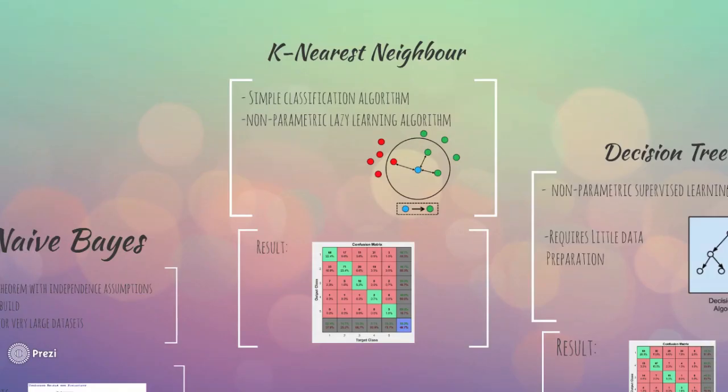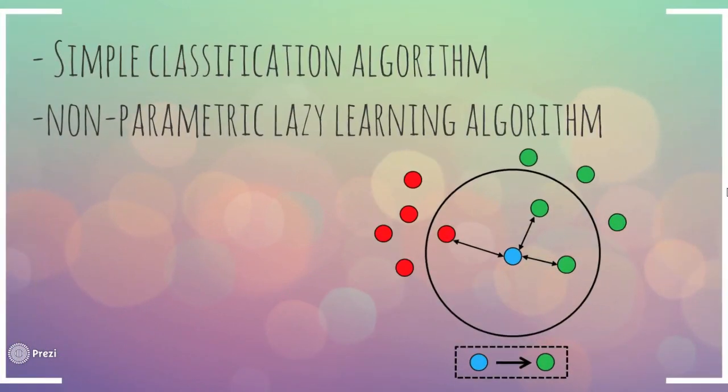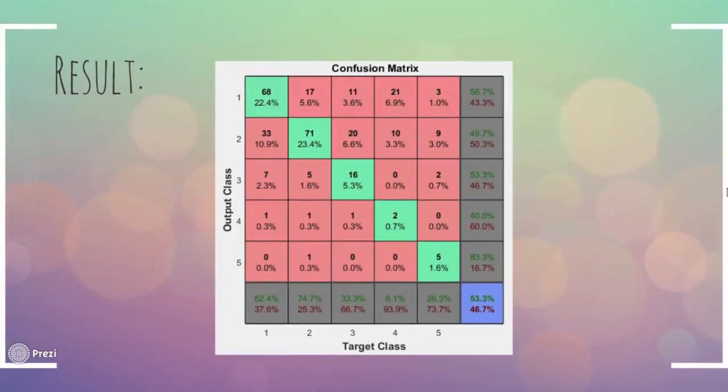Next, k-nearest neighbor. This is one of the simplest classification algorithms. KNN is a non-parametric lazy learning algorithm. The distance function used in this case is Euclidean distance and the k value is specified. The result, which is the genre in this case, is predicted based on the k-nearest neighbors. As you can see from the confusion matrix here, the accuracy is at 53.3%.